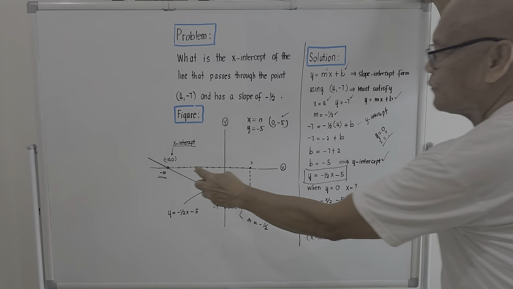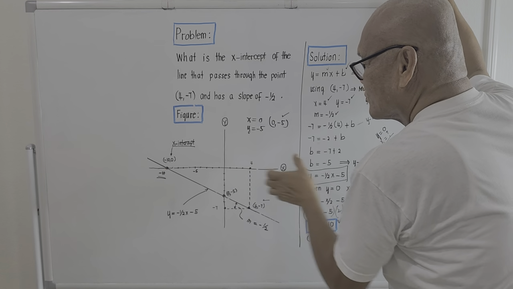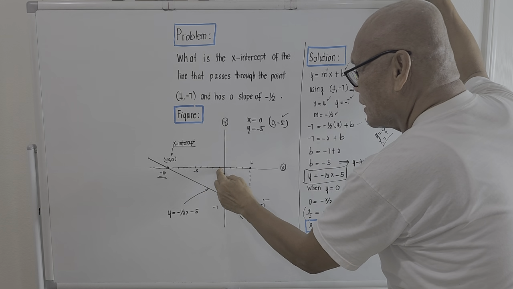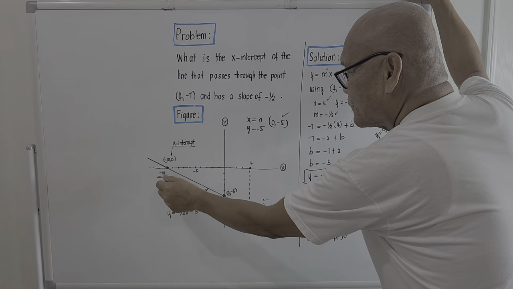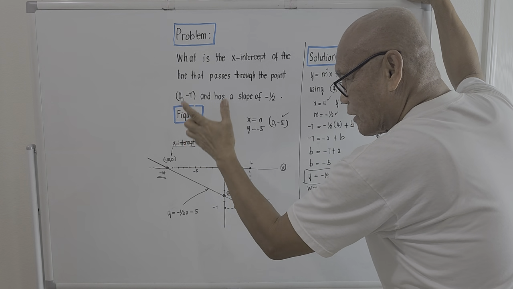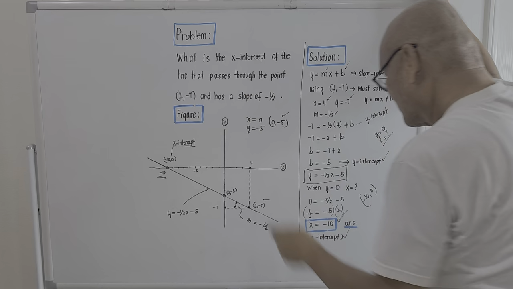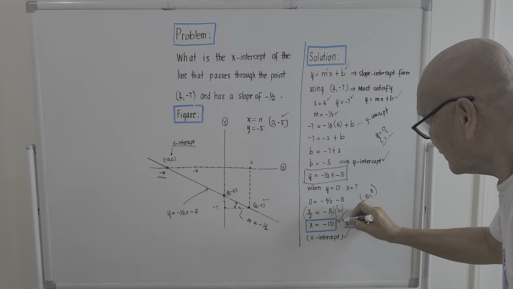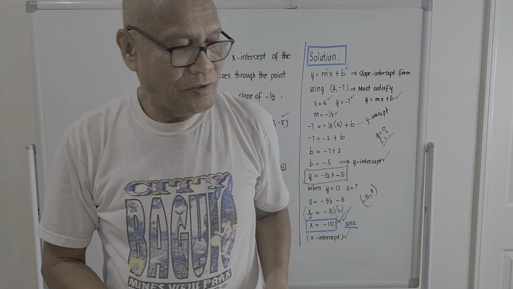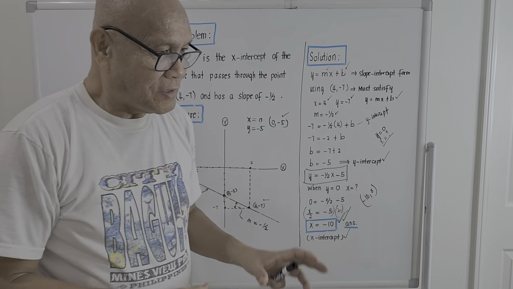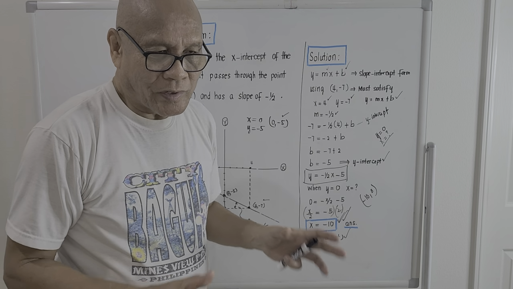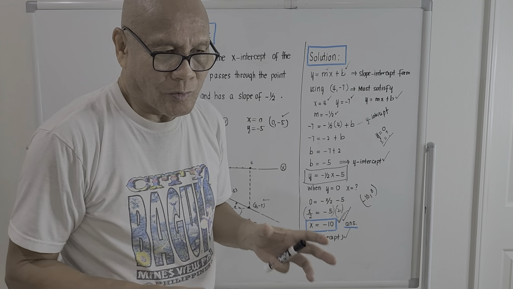It passes through the x-axis at the location negative 10 and 0: 1, 2, 3, 4, 5 up to negative 10, and the ordinate is 0. So our answer is that the x-intercept is negative 10. That's it, guys. This is a good example of a problem under analytic geometry, and it falls under the study of straight line using the slope-intercept form.